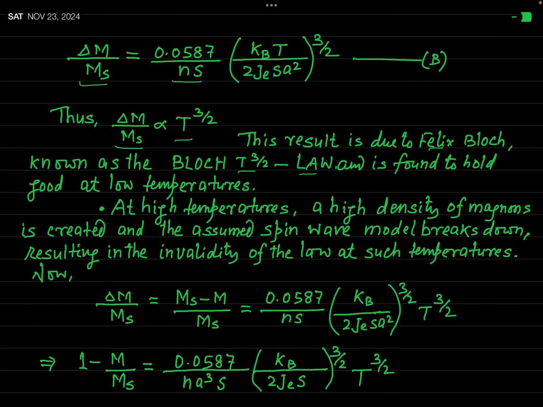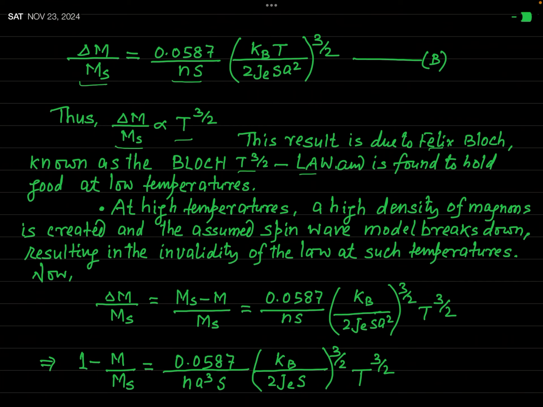Actually, it is found that this law holds good at lower temperatures. We will see at the end of this lecture that at higher temperature, this Bloch T to the power 3 by 2 law badly fails. It does not agree with the experimental result when temperature is high. But at lower temperature, it agrees with experimental result. So you can say that this Bloch law is valid only at low temperatures. Okay, only at low temperatures.